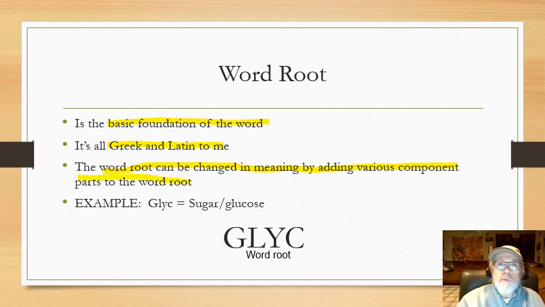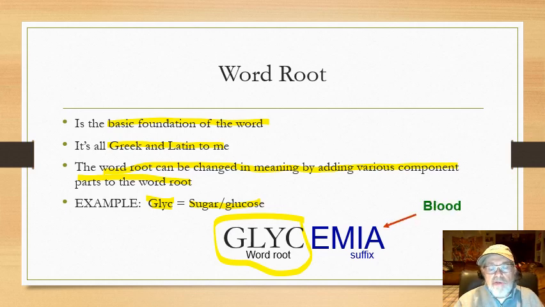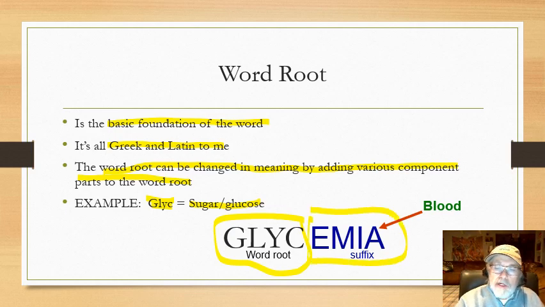Now, let's take a word root and show you what I mean. Let's take the word root glyc. Glyc means sugar or glucose, so if I see G-L-Y-C in a word, I know it has to have something to do with sugar or glucose. So what do I do with this word glyc? Well, rule number one, if I have a word root, I have to finish it off with a suffix. What we've done is add a suffix, emia, right here, and emia means blood. So glycemia: sugar, blood, or blood sugar.